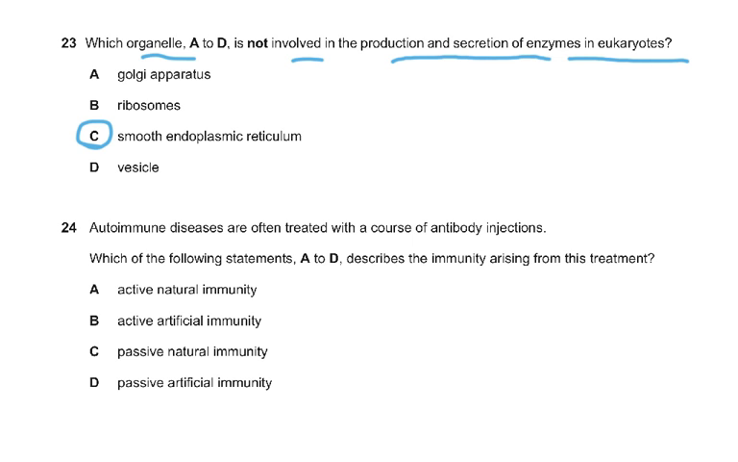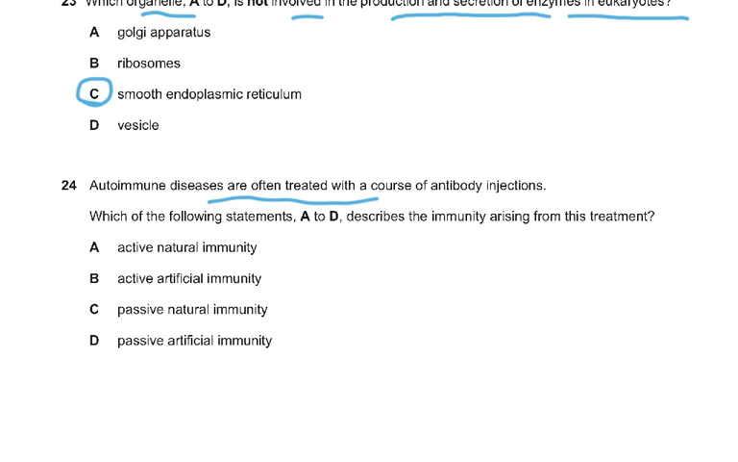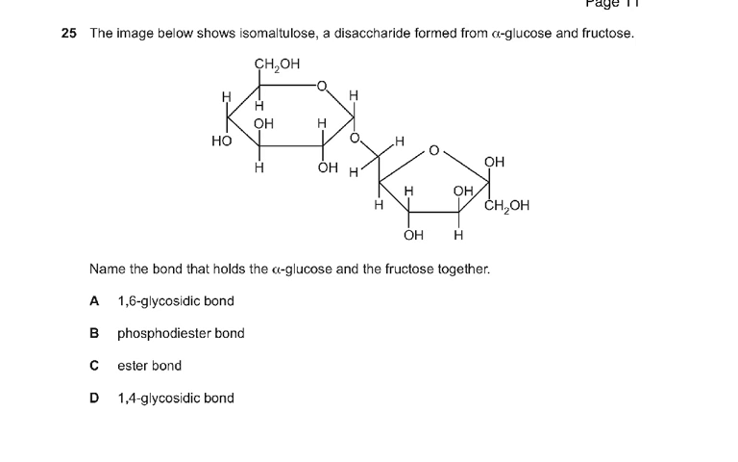That's for lipid synthesis. Question 24. Autoimmune diseases are often treated with a course of antibody injections. Which of the following A to D describes immunity arising from this treatment? Whenever you give injections, it would be D, passive artificial immunity. Passive, if you give antibodies. Natural would be mother to fetus. If it's an injection, then it will be passive artificial.